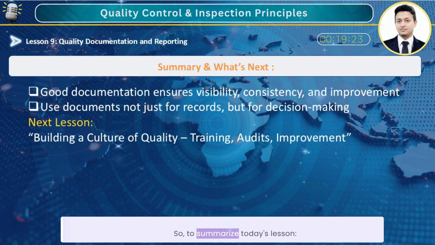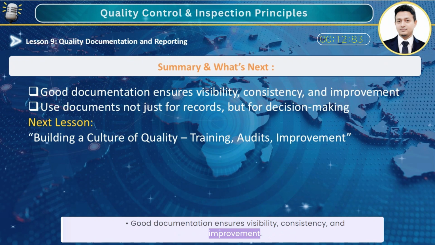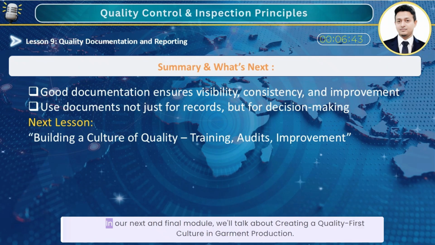So, to summarize today's lesson, good documentation ensures visibility, consistency, and improvement. Don't just keep documents for the record, use them for decision-making. In our next and final module, we'll talk about creating a quality-first culture in garment production.